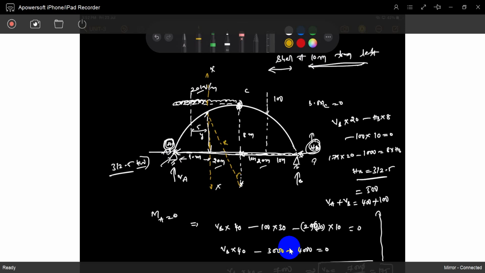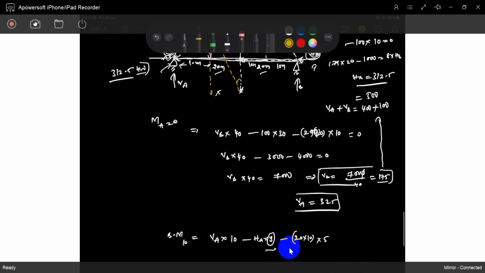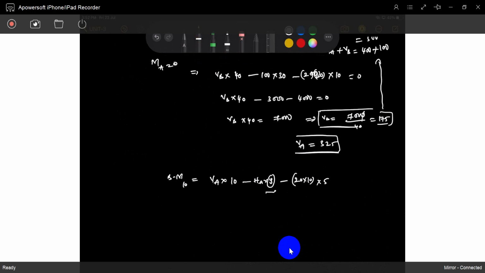What is R? I already said the circular segmental arch property. If the half-span is L by 2, and the rise is H, then the other part is 2R minus H, which is the diameter minus H. So L by 2 multiplied by L by 2 is equal to H into 2R minus H.